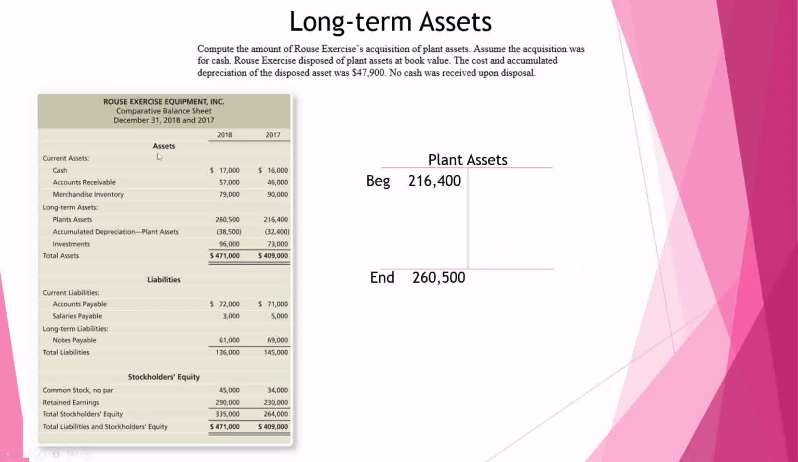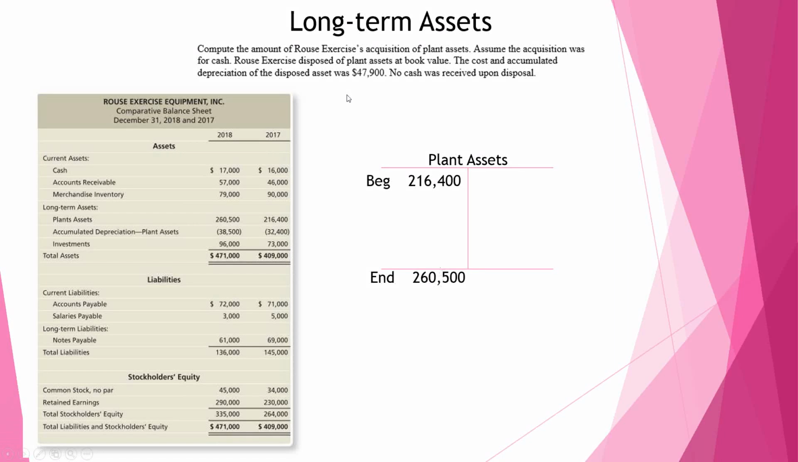So we're going to go over here to our assets section of our balance sheet, go to long-term assets, and the first one we see is plant assets. So we're going to put a beginning balance here of $216,400. That's the 2017 ending balance. And then we're going to go and get the ending balance of 2018 and put it right here on our T account for our ending balance. Now these two don't add up, so we need to make sure that we read any of the additional information that we have here.